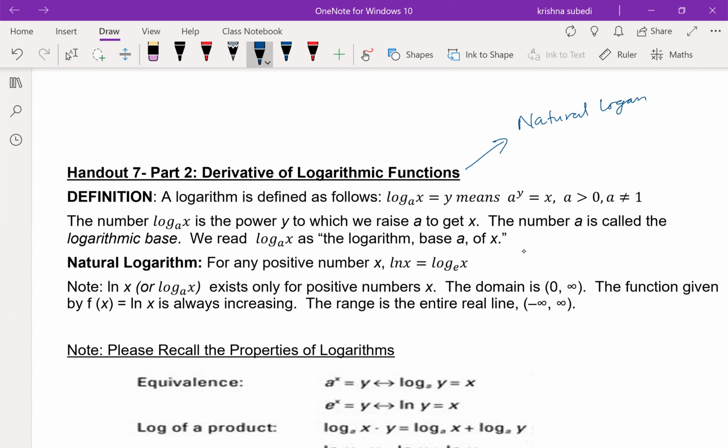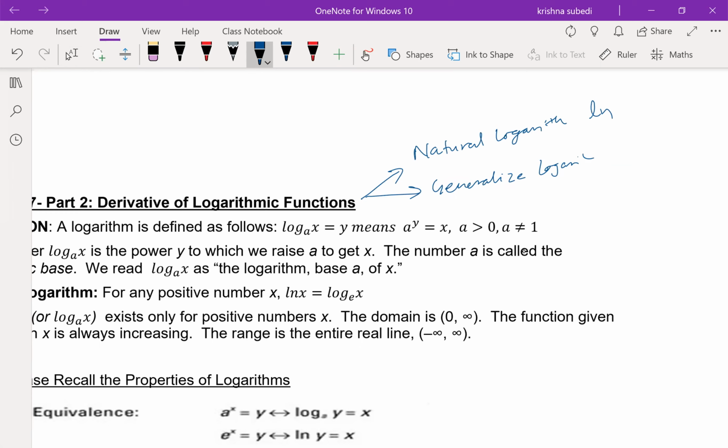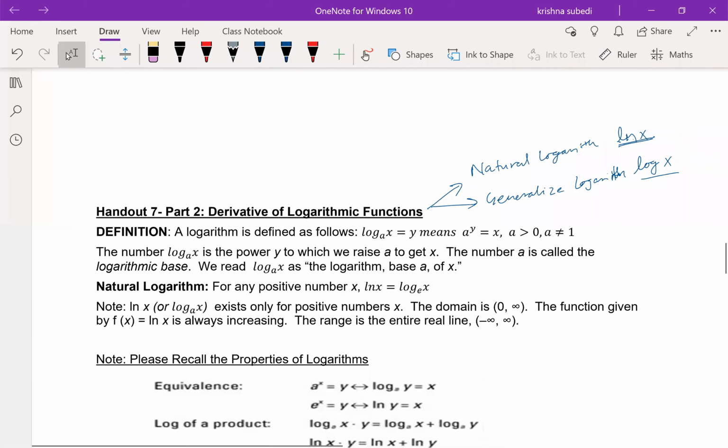One is the natural logarithmic function, and another is the generalized logarithm, okay? So natural logarithm is, I think you have seen this kind of ln x. This ln is the natural logarithm. And another type is this. So this is the generalized logarithm, okay? So these are two types of logarithmic functions. We'll be looking at how to find the derivative of those kinds of functions.